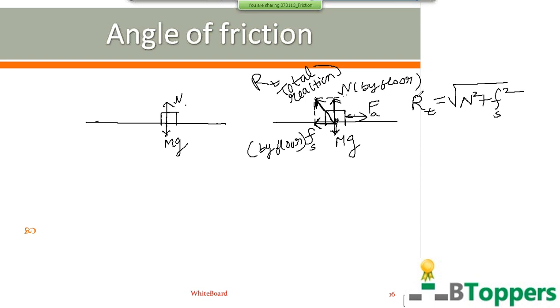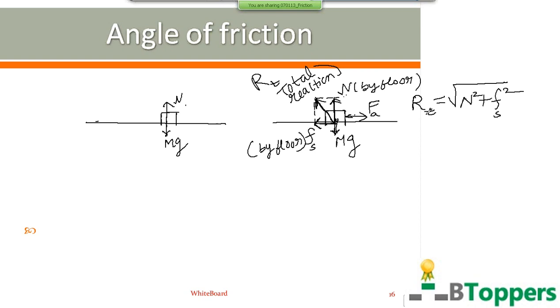This R_T, capital R subscript small t, represents the magnitude of the total reaction force on the block by the floor, which you can also say represents the magnitude of the contact force between the block and the floor. That means R_T represents the magnitude of the net force on the block by the surface of the floor in contact.